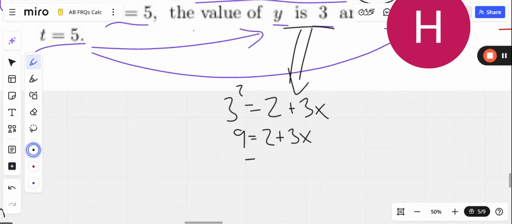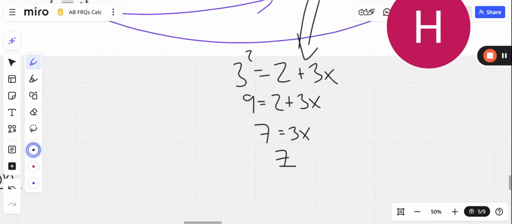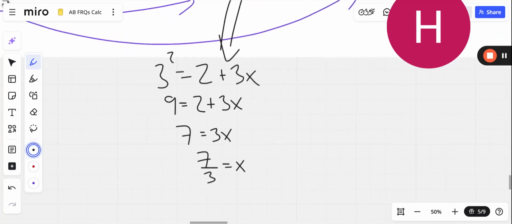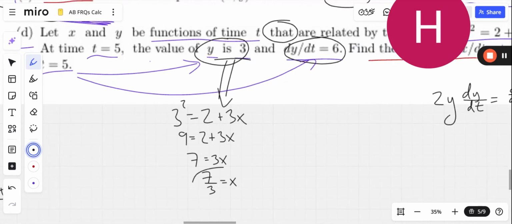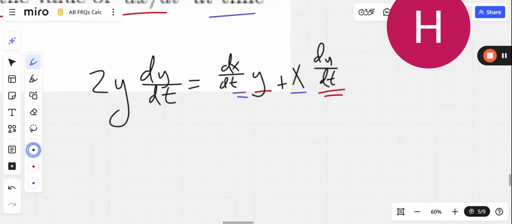So 7 equals 3x. So 7 over 3 equals x. And now we have all the information we need. We have y is 3, dy/dt is 6, x is 7/3. Let's go ahead and solve.